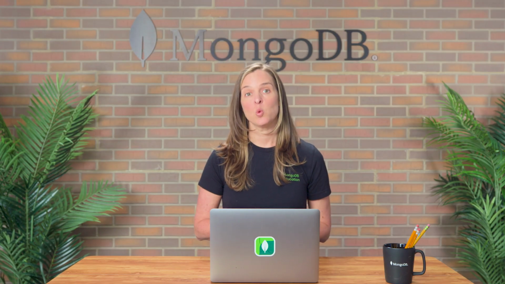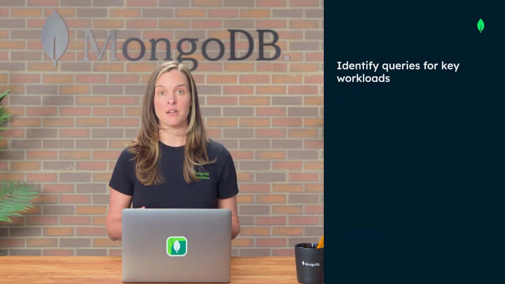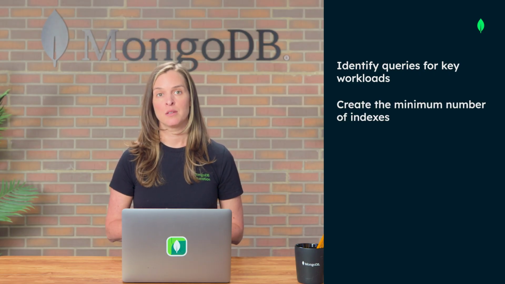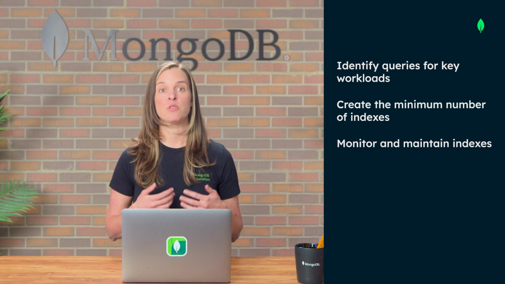In this demonstration, we'll create a few of the indexes necessary to support queries on the messages collection. The queries that we'll focus on are a part of a workload that retrieves and filters messages for a user's inbox. Luckily, we have a framework to guide us through the process. To do this, we need to identify and analyze queries for key workloads, create the minimum number of indexes needed to support those queries, and monitor and maintain those indexes.